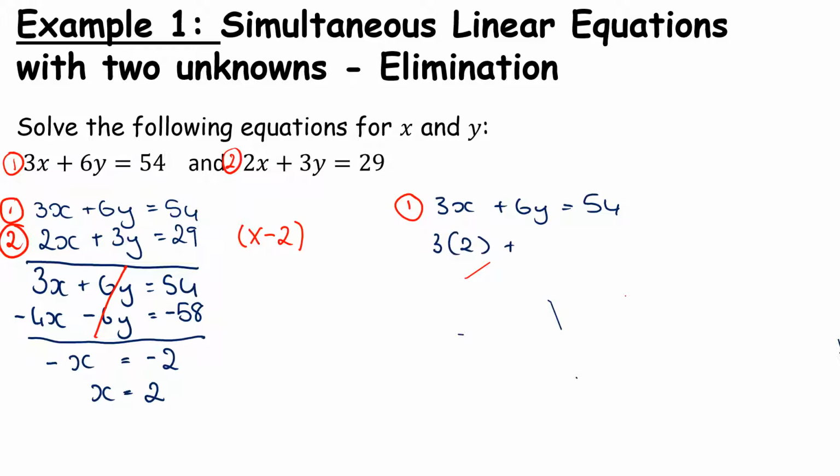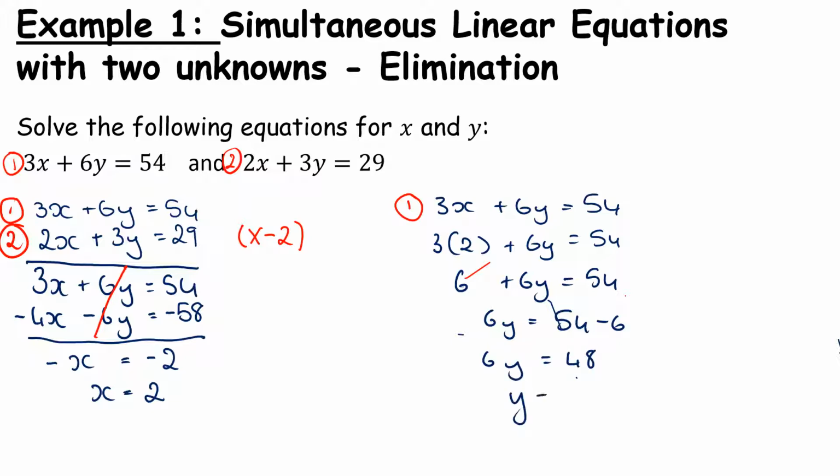So I get 3 times 2 plus 6y equals 54. So 6 plus 6y equals 54. 6y equals 54 minus 6. 6y equals 48. y is equal to 48 divided by 6. So y is equal to 8. So our two values are x equals 2 and y equals 8.